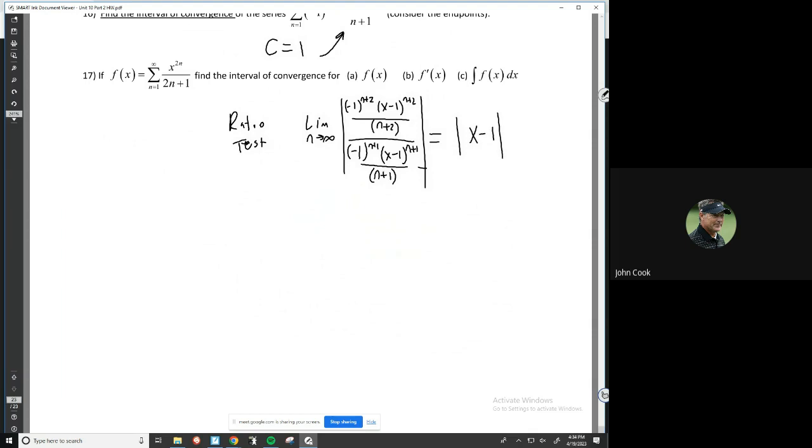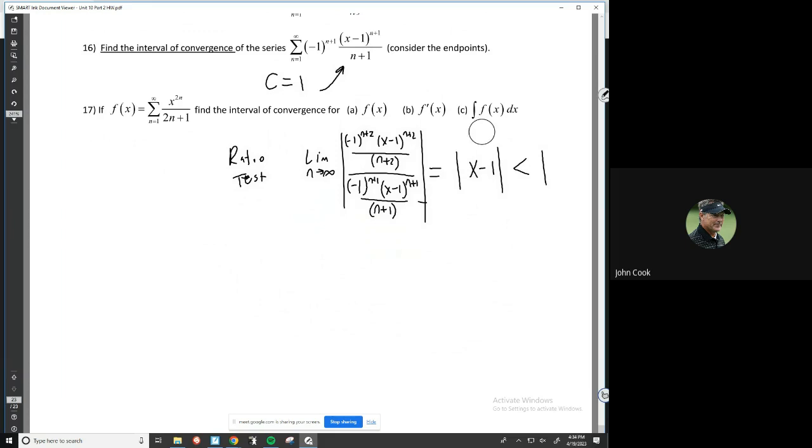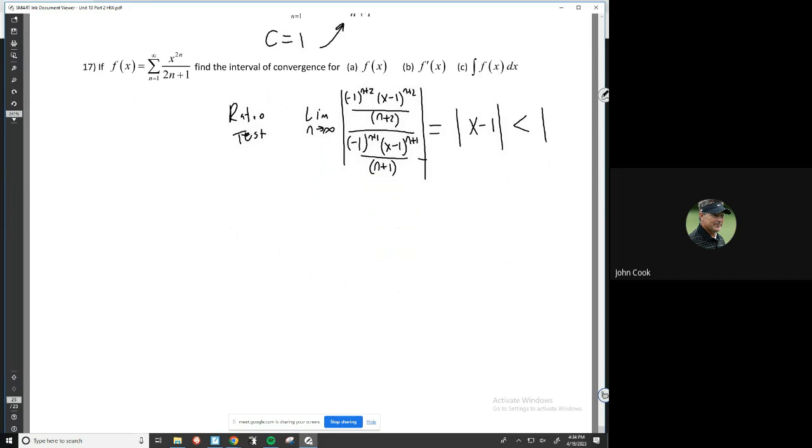Okay, now since this is the ratio test, we know that this thing is going to converge if the following is true. If the limit is less than 1, then this thing converges. So we're basically hunting down x values that allow this to happen. So here, that's where we start, right? The absolute value of x minus 1 less than 1.